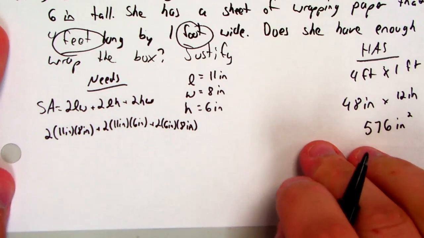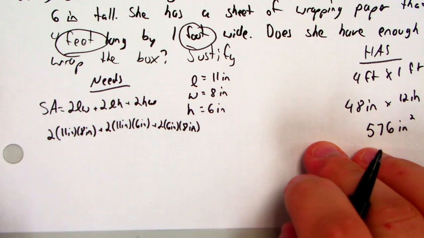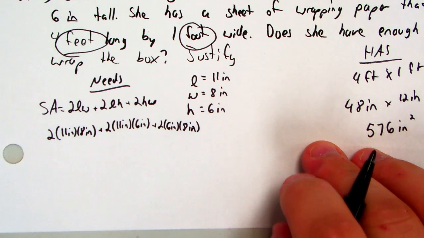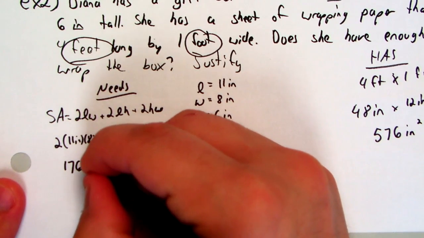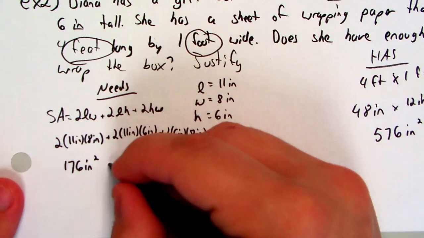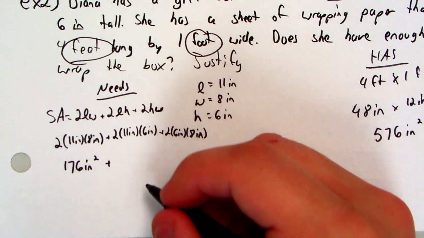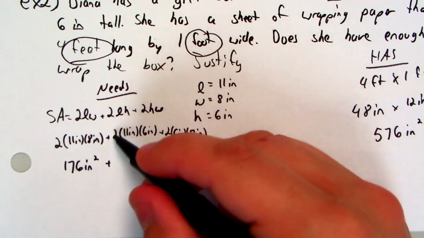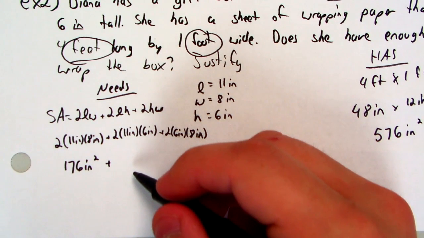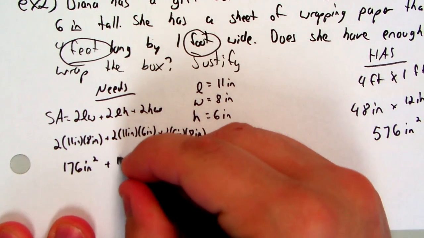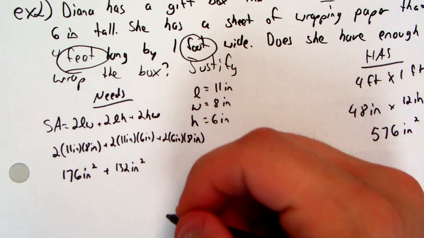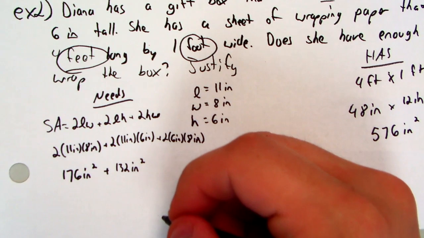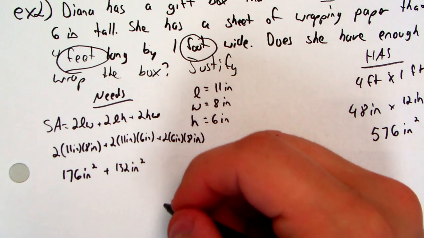Going through this, 2 times 11 is 22. Times 8 inches is going to get you 176 square inches. Next one, we're going to be doing 2 times 11, which is again 22. Times 6 is 132 square inches. And the last one we have is 2 times 6, which is 12. And then times 8 is 96 square inches.